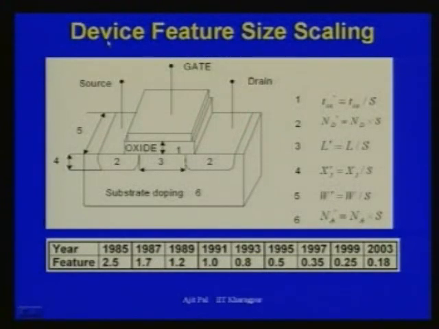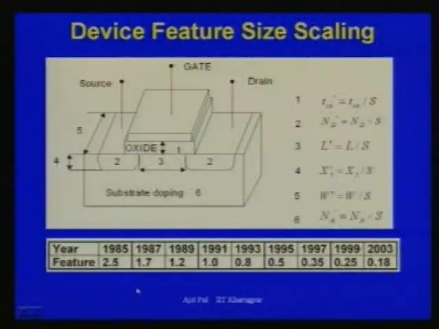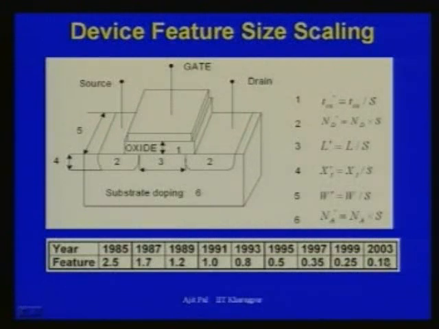The first technique that is used is known as device feature size scaling. Thanks to Moore's law, this device feature size scaling has been continuing for the last 3 decades. You can see here, in the year 1985, the feature size, that means the minimum dimension of the transistors, was 2.5 micron, and in 2003 it is 0.18 micron. As you go from one generation of technology to the next generation of technology, you reduce the feature size. What do you really mean by that?